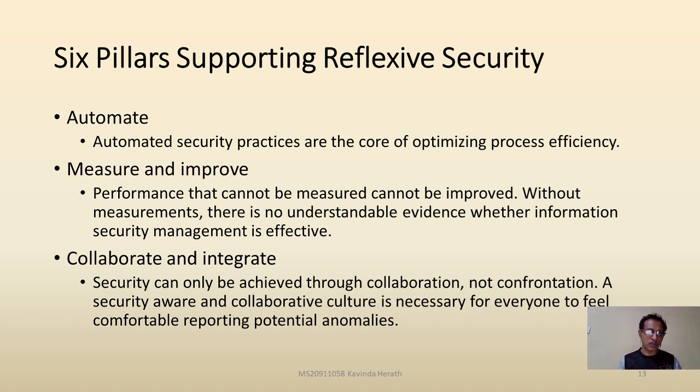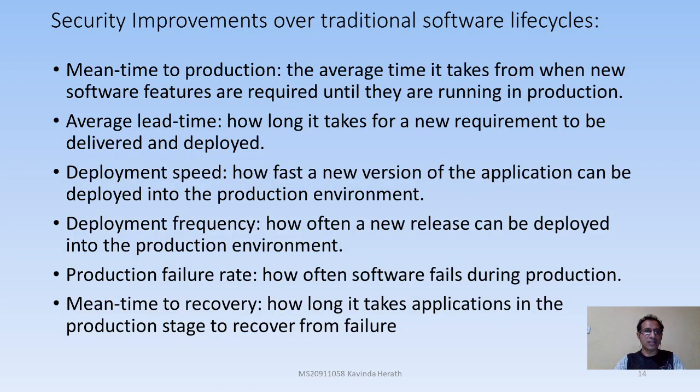Collaborate and integrate. Security can only be achieved through collaboration, not confrontation. A security-aware and collaborative culture is necessary for everyone to feel comfortable reporting potential anomalies. So collaboration is an important pillar of this. Then security improves over traditional software life cycles. Of course, compared to the traditional way, we need more improvements in software life cycles. Mean time to production.